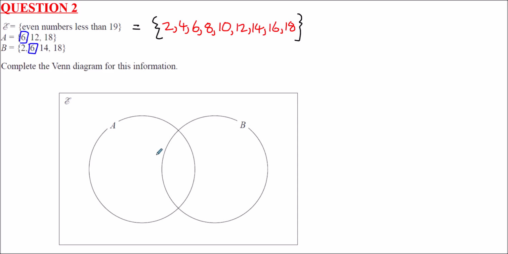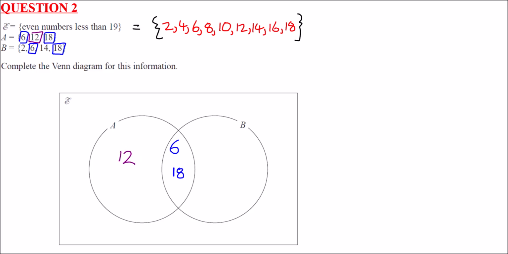Because 6 is in A and B, we put 6 in the overlapping section where circle A overlaps with circle B. In the same way, 18 is in each list. So circle A has 18 in it, as does circle B. So we can put 18 in the overlap, which includes both circles. The other numbers don't overlap. So the 12, which we see here, is only in circle A. So we put the 12 in circle A on its own.